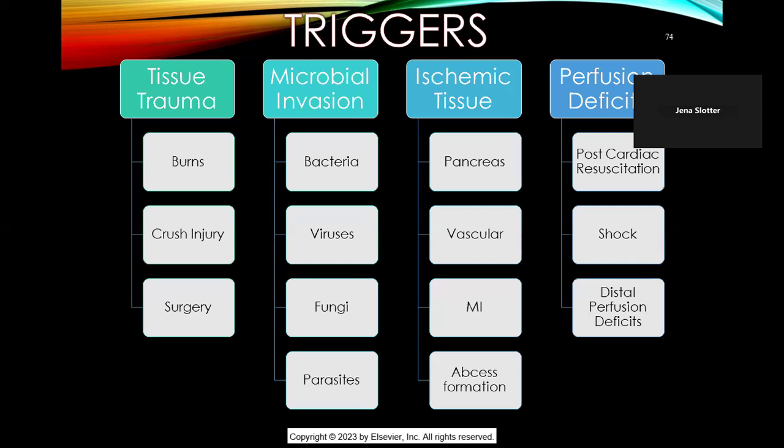So you have all kinds of reasons that we can have this. You see those here. We have tissue trauma such as burns, injuries. You have microbial invasion. You're going to see that with bacteria, viruses, fungi. You can have ischemic issues, like the pancreas, which is just one option, but you can have the vascular. You can see it with even an MI or with an abscess, and then with shock and with issues with perfusion and resuscitation.